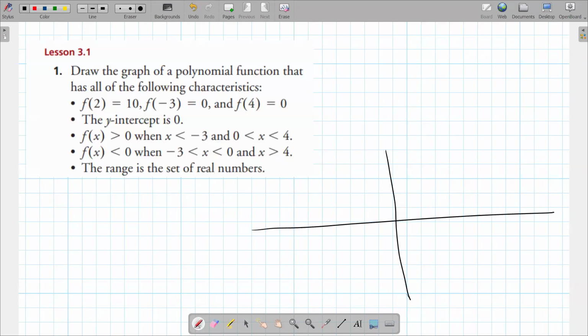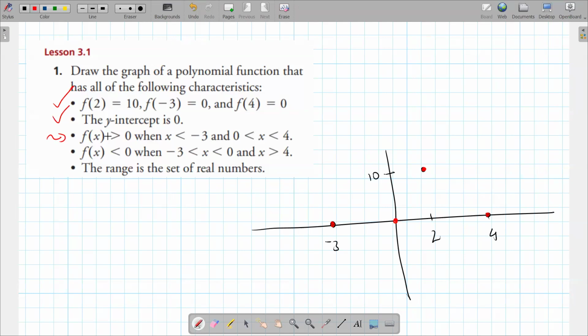So at 2, we're at 10, so we have to go through this point. At -3, we're at 0, so there's an x-intercept at -3, and also at 4. So those are the first 3 points. And then it says the y-intercept is also 0, so we know we go through the origin, right? So we have 4 points. And then so we did this condition, we did this condition.